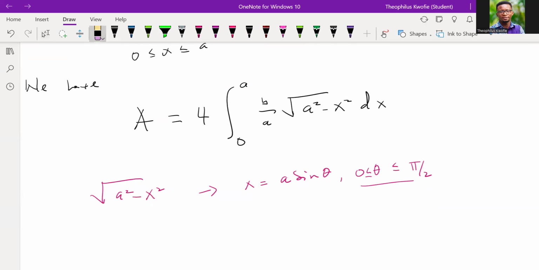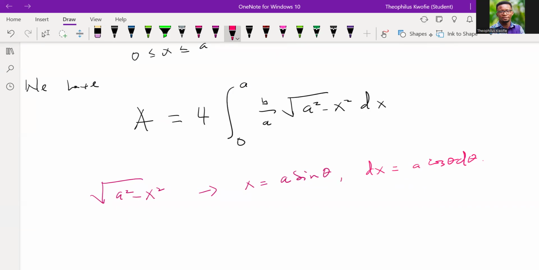But then, in as much as we want to go this way, remember that the problem we are looking at has a range in X. So we want to take note of that. Okay, does that make sense? But then what is the X from this problem? We know that our dx becomes what? A cosine theta d theta. Okay, good. But let's take note of that.